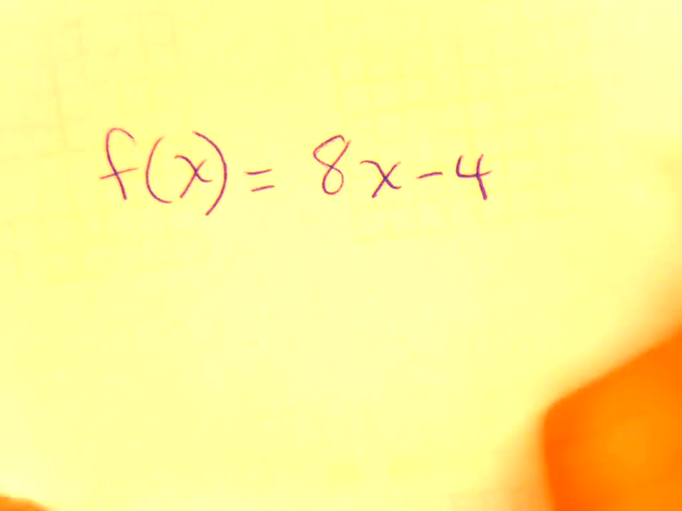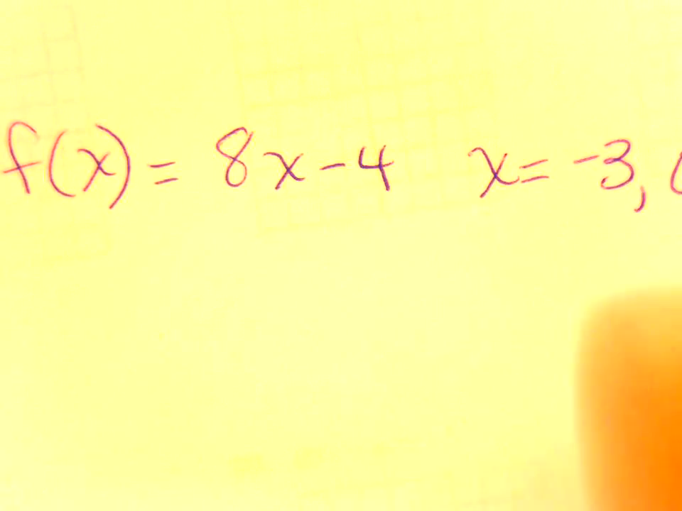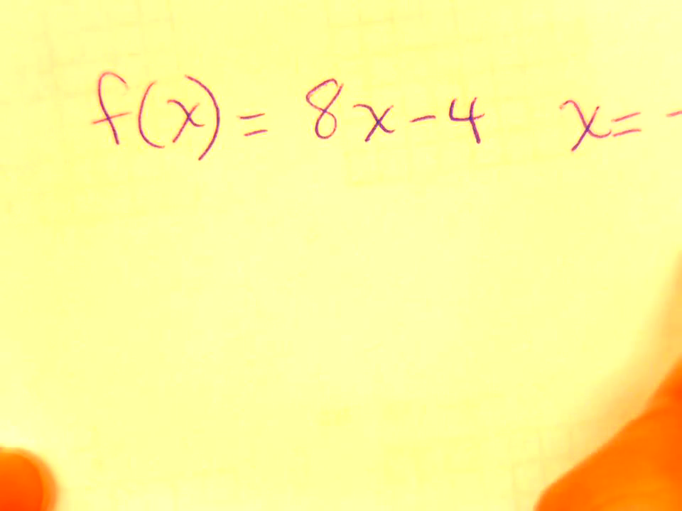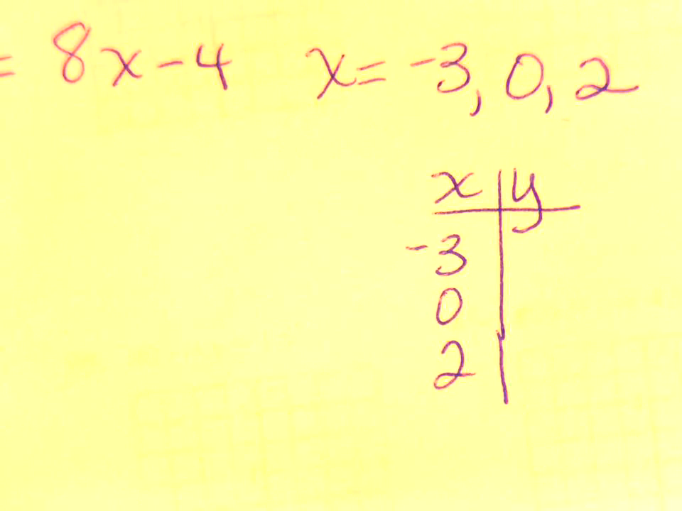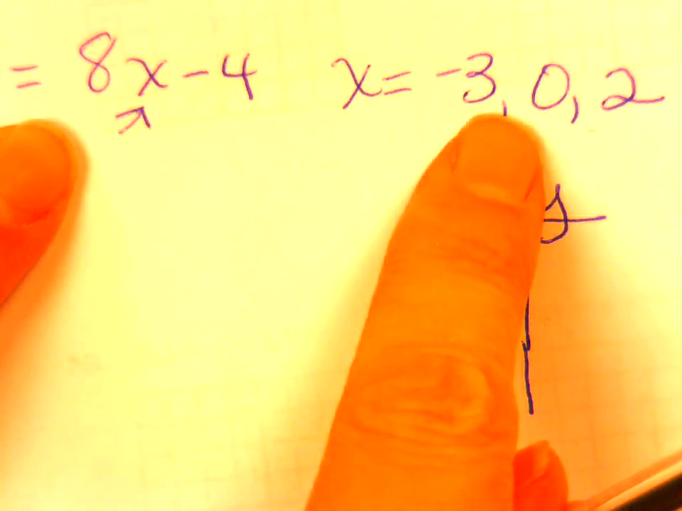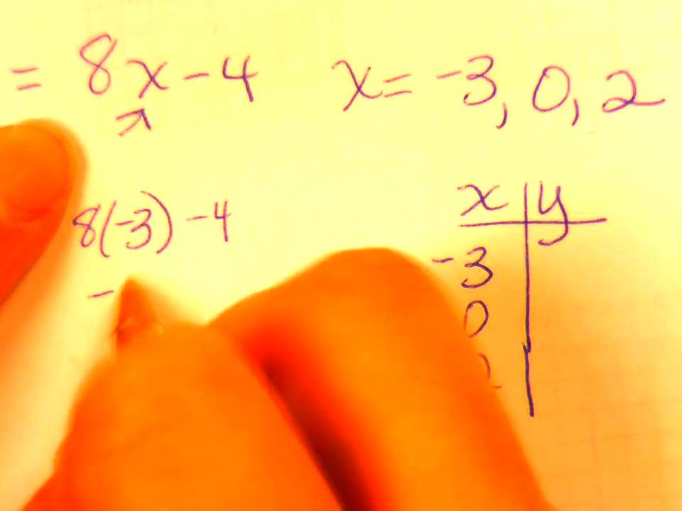Okay, so the first one said f of x is equal to 8x minus 4 when x is -3, 0, and 2. What I told you guys yesterday is to go ahead and put it into a table. I thought that would be easiest, and then you're going to plug each of these in for your x term. So I'm going to plug -3 in here for x. So 8 times -3 minus 4. So that's -24 minus 4, which is -28.